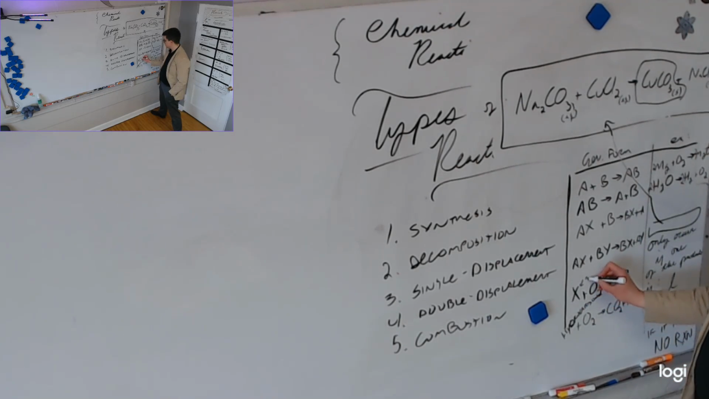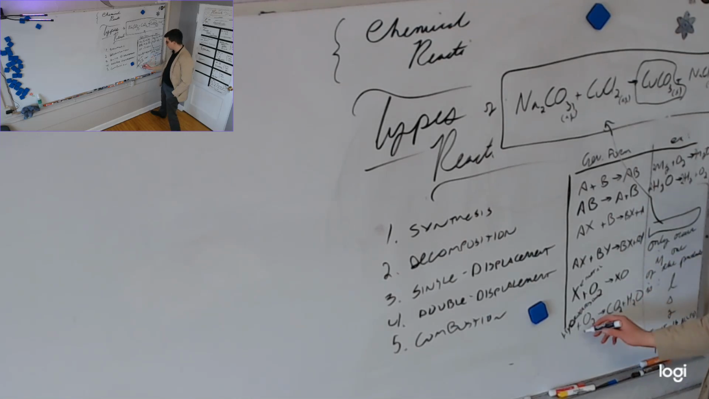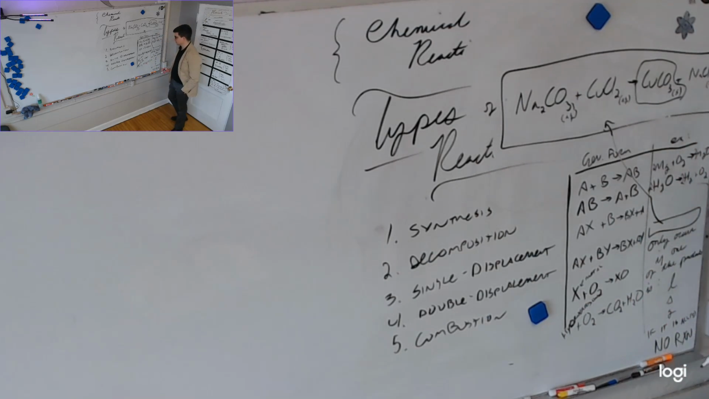The X has to be a metal, so metal plus oxygen yields the metal oxide. Hydrocarbon plus oxygen yields carbon dioxide and water. There are others, but a combustion reaction has to combine with oxygen, and heat and light have to be produced. That's part of the definition of a combustion reaction.